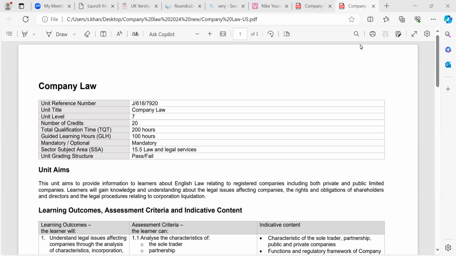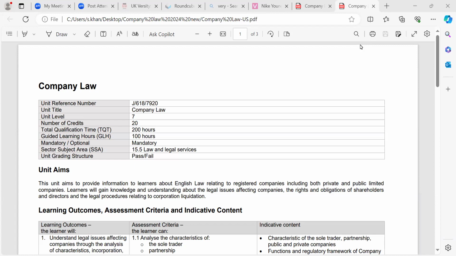Firstly, before I go into the elements of the assignment, I want to give you a summary of the actual unit itself, and then go quickly through the learning outcomes so you have a better idea, and then go through the assignment. The company law unit aims to provide learners with knowledge of English law related to things like registering companies, including private and public limited companies. Learners will gain knowledge and understanding about the legal issues affecting companies, the rights and obligations of shareholders and directors, and the legal procedures related to corporation liquidation.